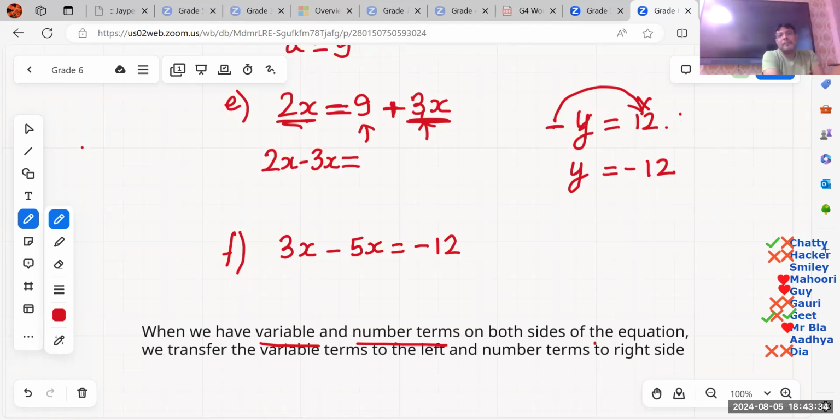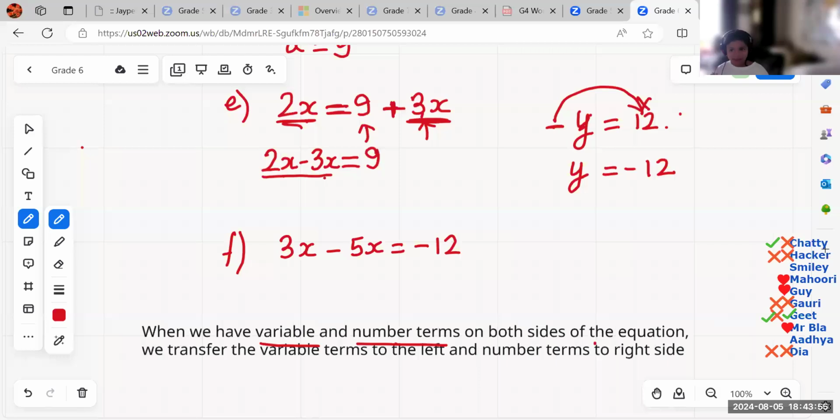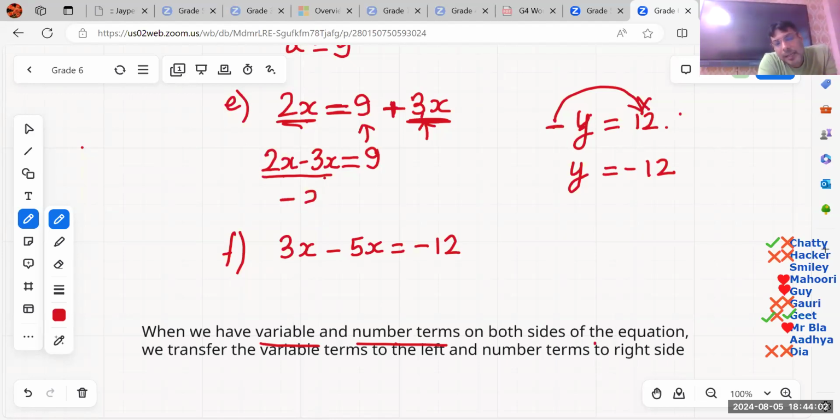So 3x को मैंने left side transfer किया. It became 2x minus 3x equals to 9. समझ आया ये? Yes. Now, what will be 2x minus 3x? Diya, first chance I give it to you. 1x. बेटा 3 minus 2 क्या होता है? Wait, sorry. Minus 1. So it will be minus 1x, which can be written as minus x.